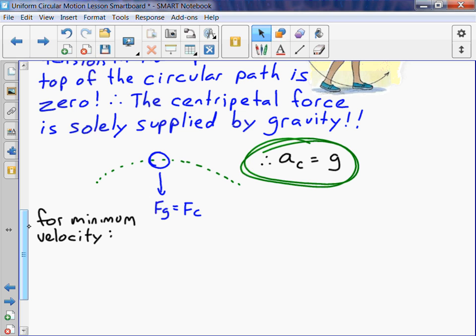Okay, so if Fg equals Fc, then mg equals mac, so ac equals g.